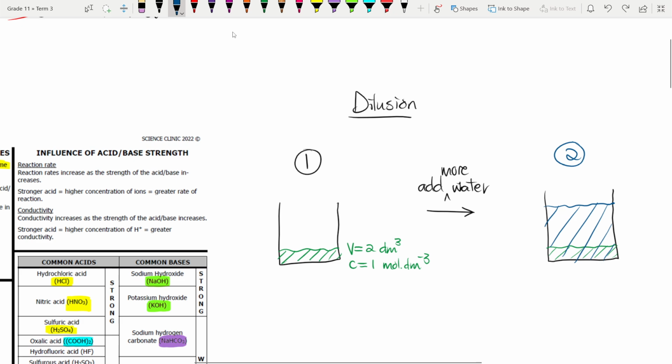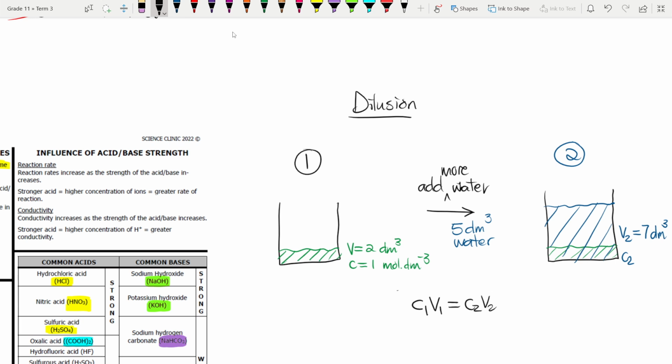Let's say they added 5 decimeter cubed of water. Then what is the new concentration? This means V2 will be the initial volume of the acid, which was 2. We added 5 more volumes, so then the new volume is 7 decimeter cubed. To find the concentration, we're going to use this simple equation. C1V1 is equal to C2V2.